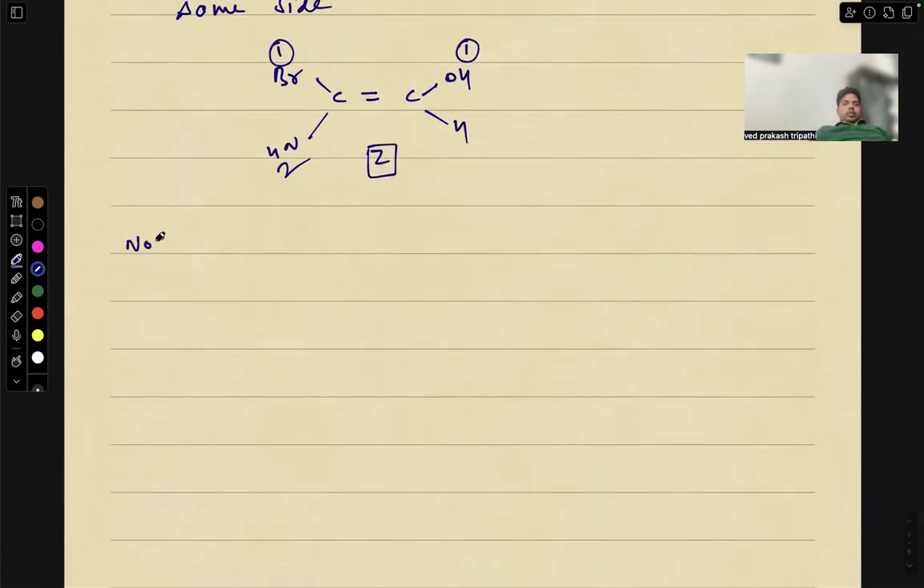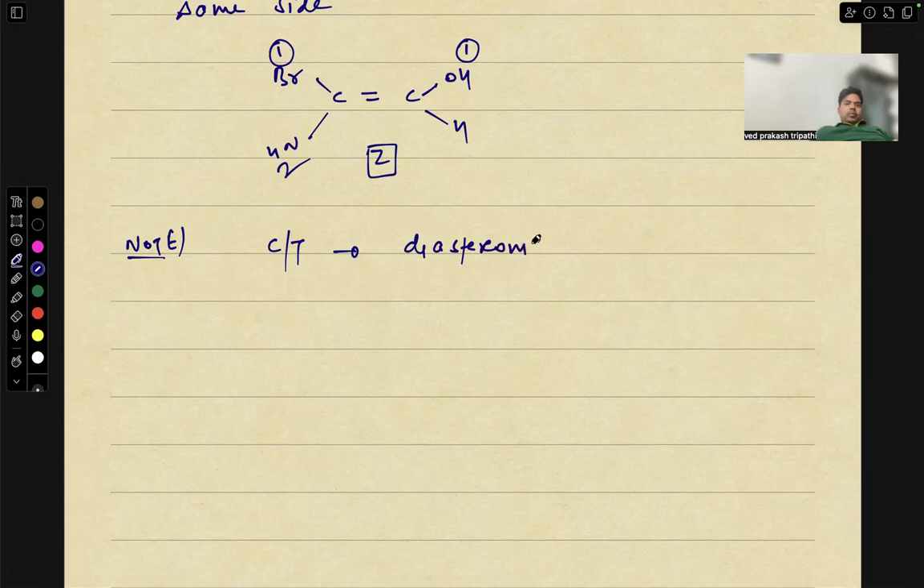I would like to discuss a point. Cis and trans are diastereomers of each other. In the next slide, we will discuss more about relationships like enantiomer and diastereomer. It is early to say what a diastereomer is, but for the note, I can say cis and trans have a diastereomer relationship.